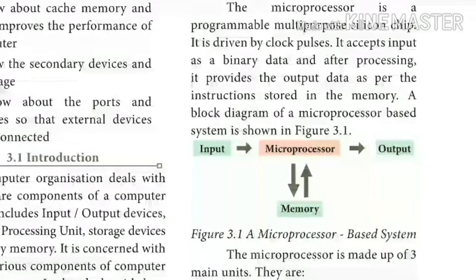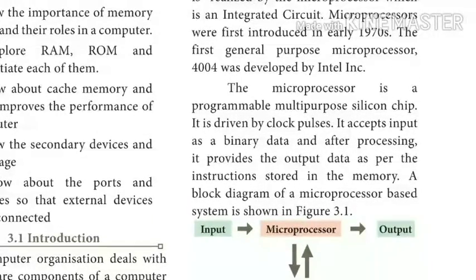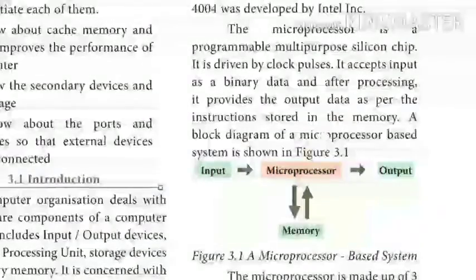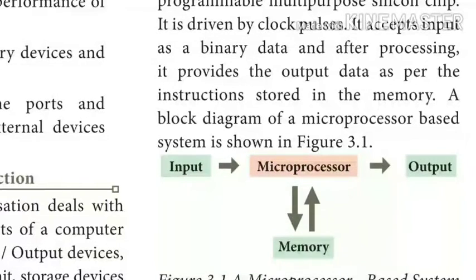Okay, so it accepts clock pulse. What is meant by clock pulse? Clock pulse is the input that is given to the microprocessor. So here you can see the diagram: input, microprocessor, and it cooperates with memory to get the instruction, and after the execution of all the instructions it will display the output in the output device.